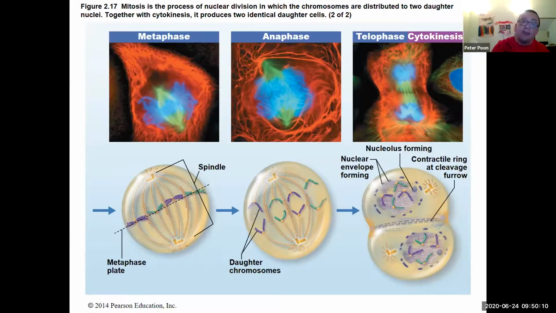The next step is anaphase, okay? Anaphase, I just pull the cells apart, and you can see the little V-shaped thing here, okay? And then last is telophase. Telophase is almost the opposite of prophase, okay?